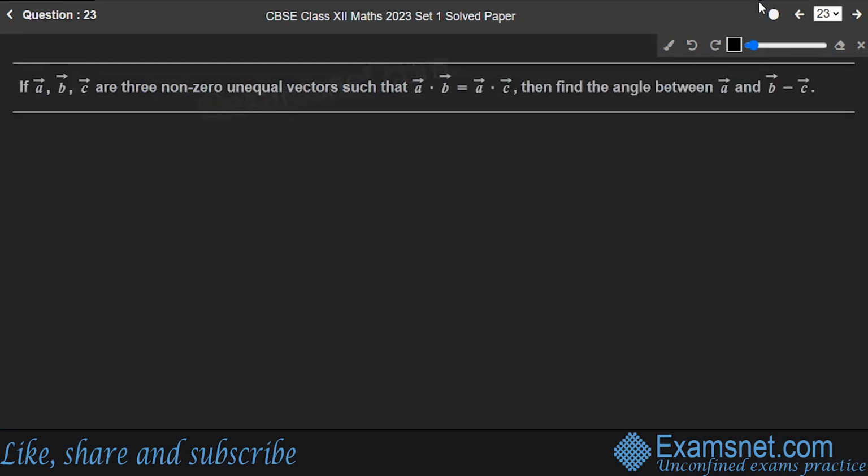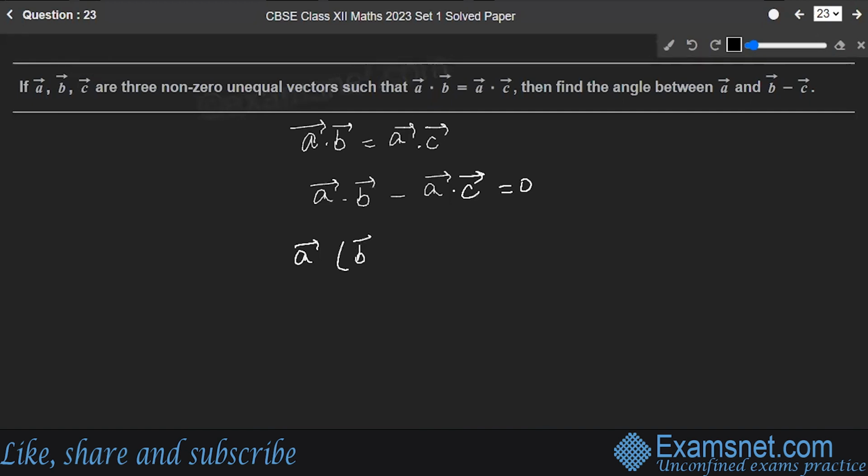Number 23. If A, B, C are three non-zero unequal vectors such that the dot product of A and B is equal to the dot product of A and C, then the angle between A and B minus C is. I'm given that the dot product of A and B is equal to the dot product of A and C. I can write this as A dot B minus A dot C is equal to 0. I'm taking A common now. So A dot (B minus C) is equal to 0.